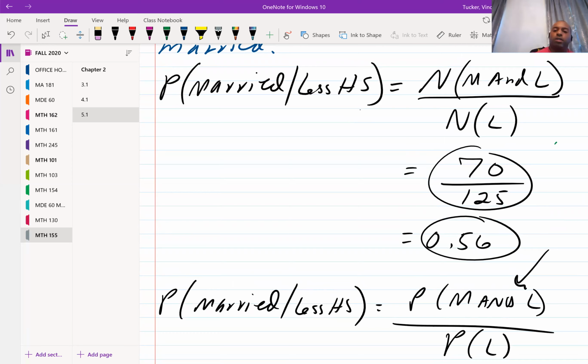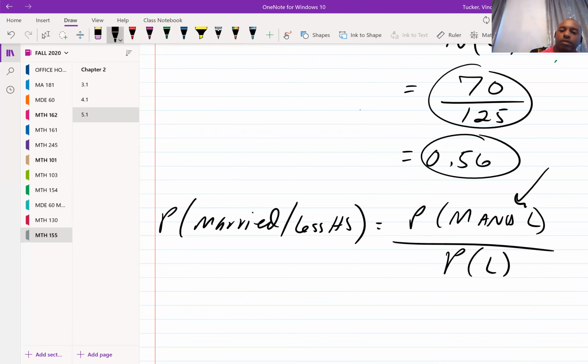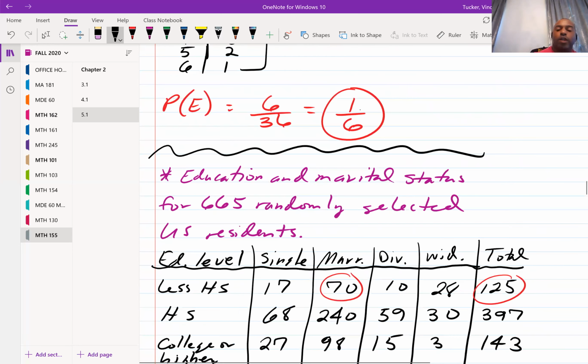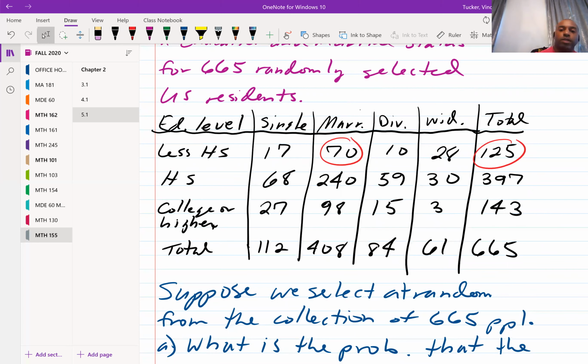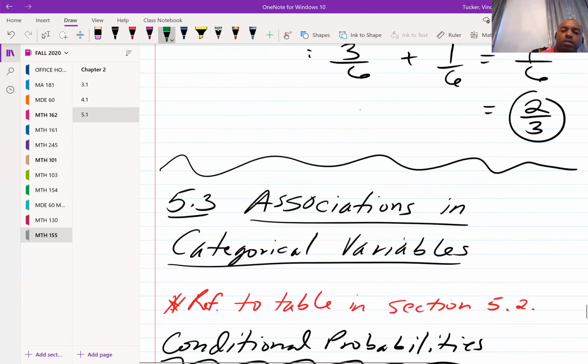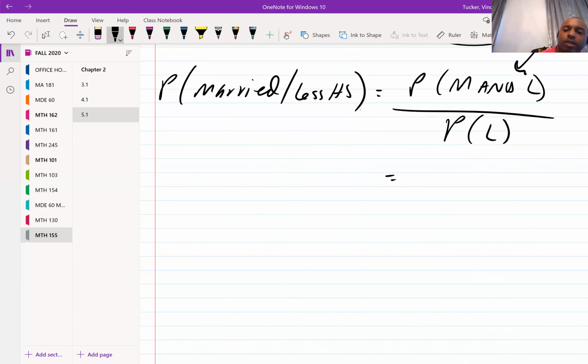All right. So now if I were to set this up with the probabilities, let's go back. We're talking about the probability of choosing someone who is married and has less than a high school degree. Where's my chart? Now your probability is going to be that number right here over your total number of options, which is 665. So that probability is going to be 70 over 665, because that's our total number.